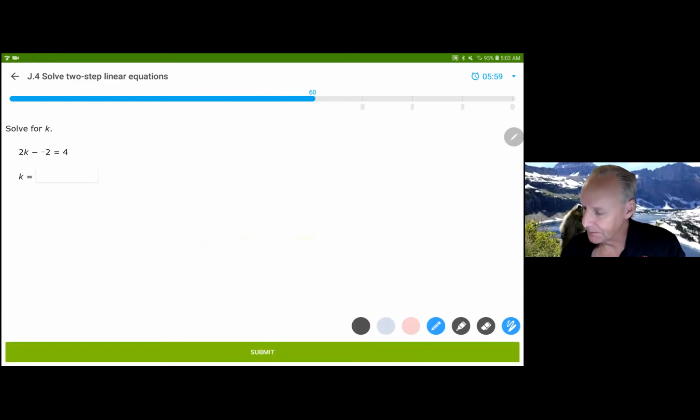Okay, now this time I've got 2k minus negative 2 is equal to 4. And remember, when you're subtracting a negative, it is the same as adding a positive. Lots of ways of thinking about this, but the reason is that if you take away owing $2, it's really the same as paying $2. So 2k plus 2 is equal to 4. And we're just going to subtract the 2 and divide by 2 and get 1.